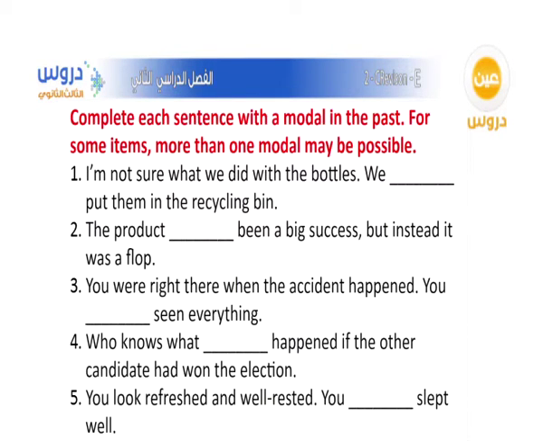Okay, 3. You were right there when the accident happened. You blank seen everything. The guy was there. What do you think we should put here? One guy was at the scene of the accident, and we expect him to have seen everything. So what do we say? What do we put here in blank number 3?